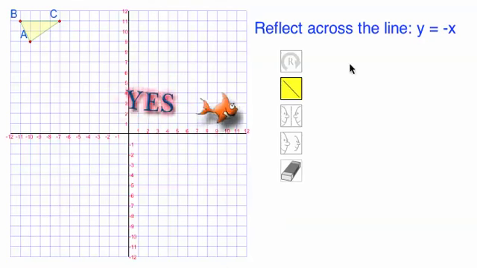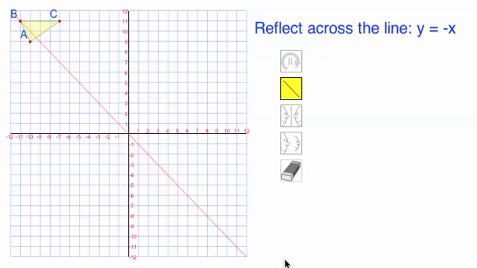This is the line y equals -x, so it's the opposite diagonal, it goes like this. Notice that the y values are the opposite of the x values. So when x is equal to 3, y is equal to -3. When x is equal to -4, y is equal to +4. So that's what this line is like.